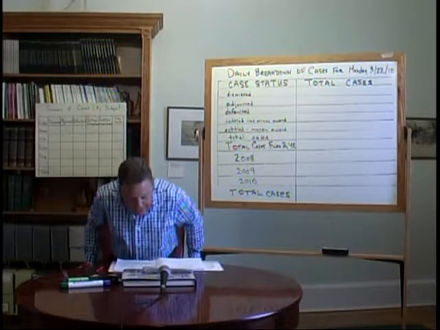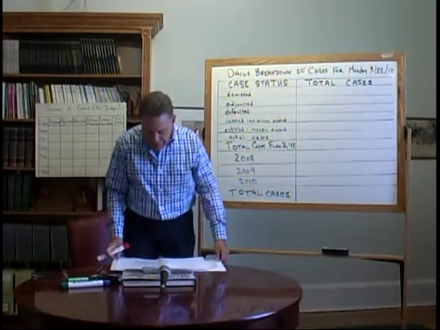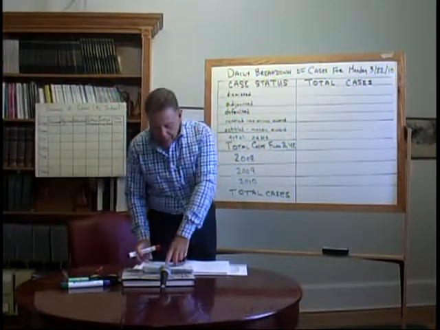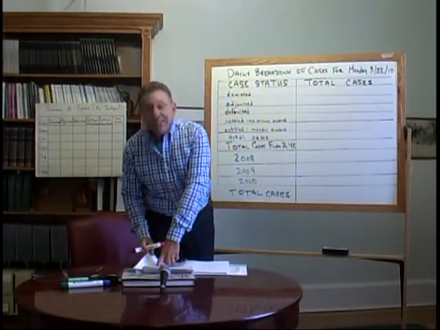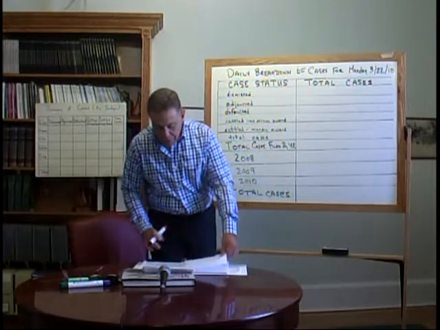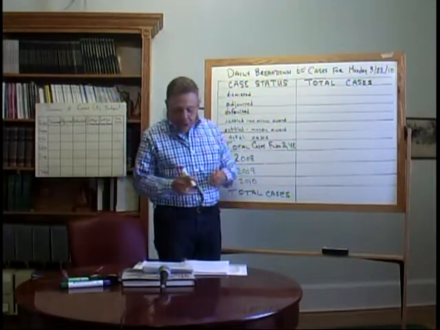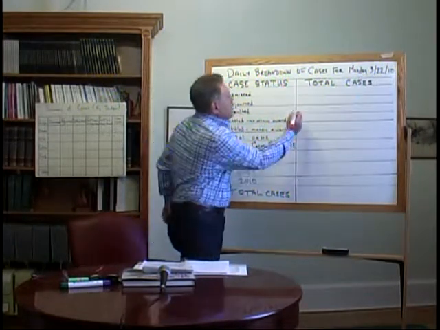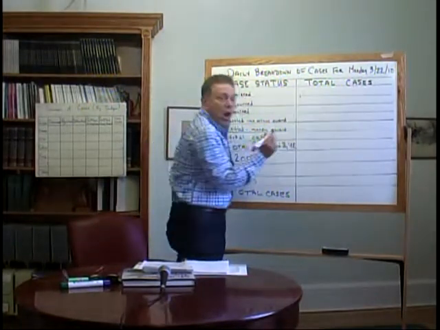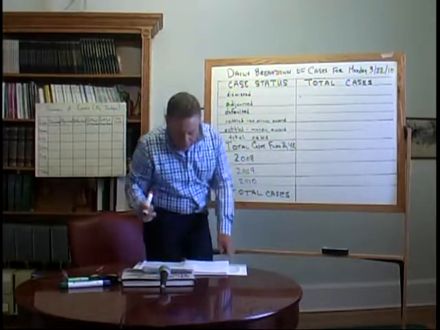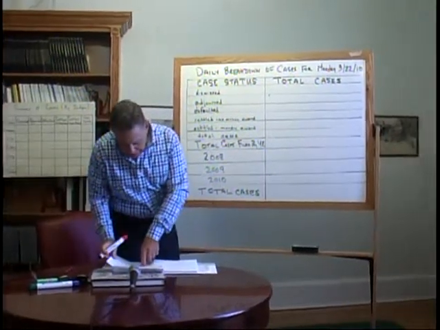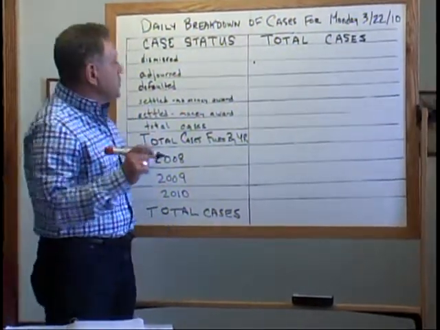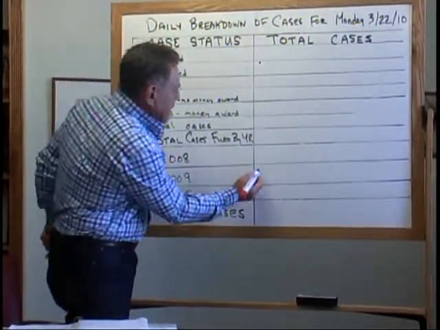or tables. And the first case you're going to see is Coleman. Coleman has a case filed in '09, and it has an adjournment. So what you're going to do here is mark it an adjournment. You're going to mark a little tick mark. And then you're also going to look and see it was filed in 2009. So in 2009, you're going to make the tally here.